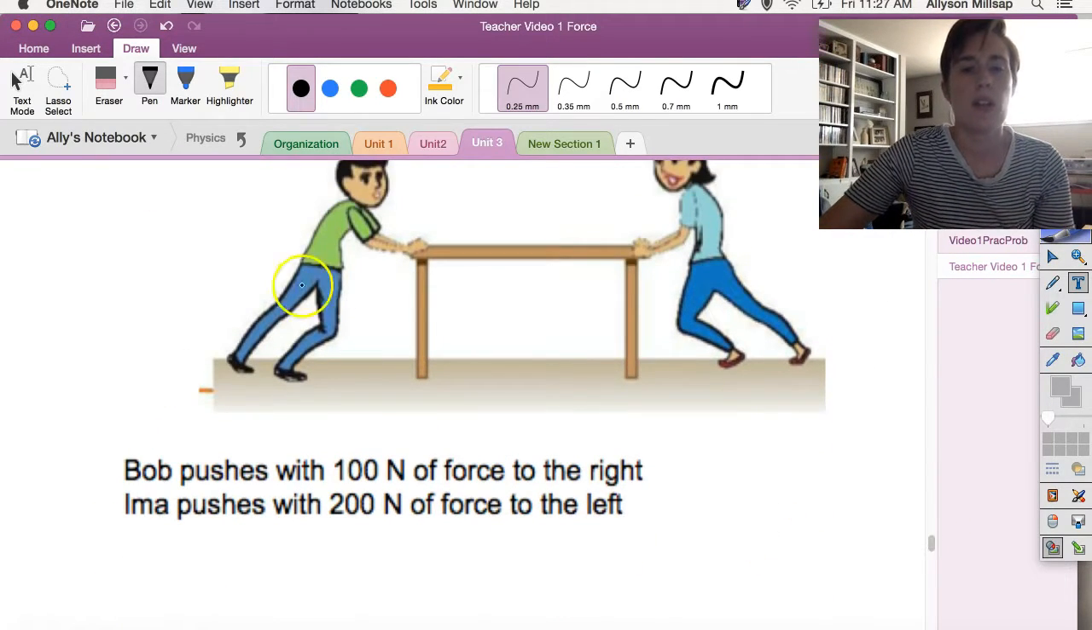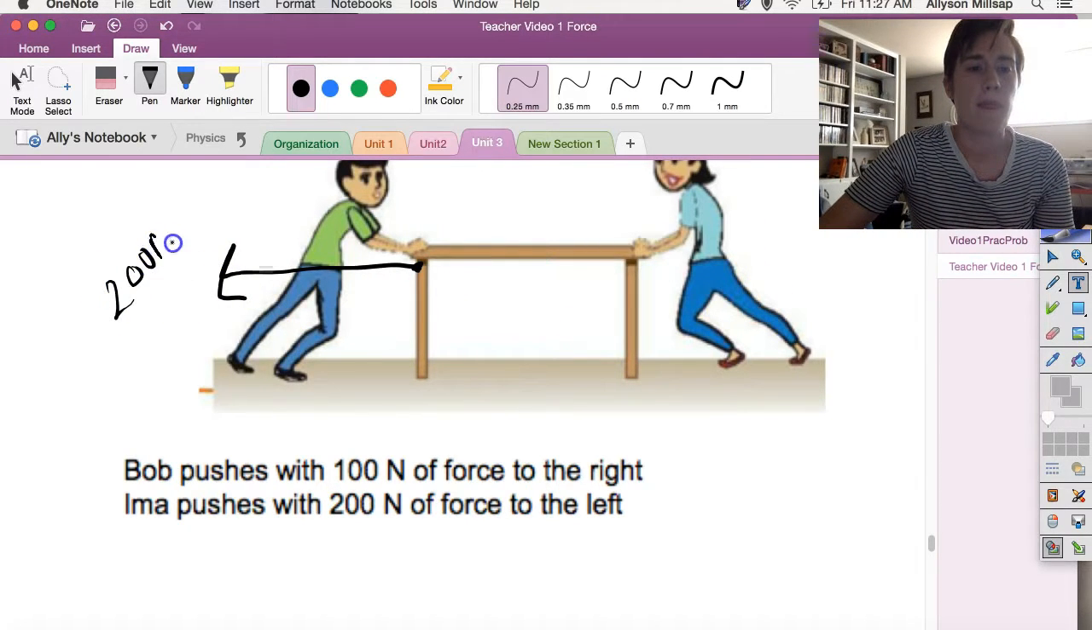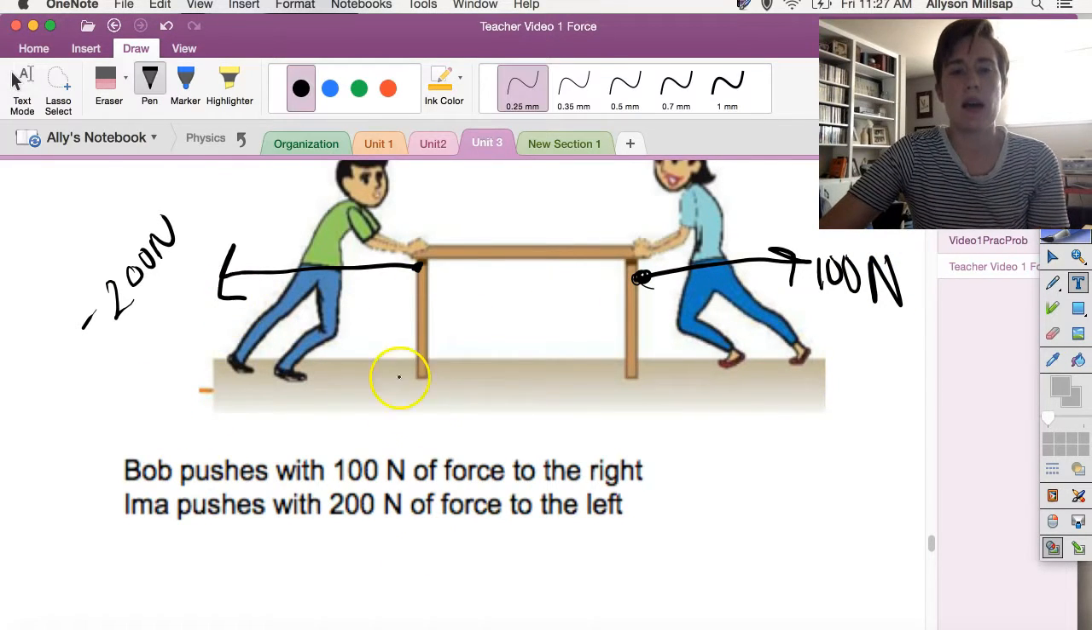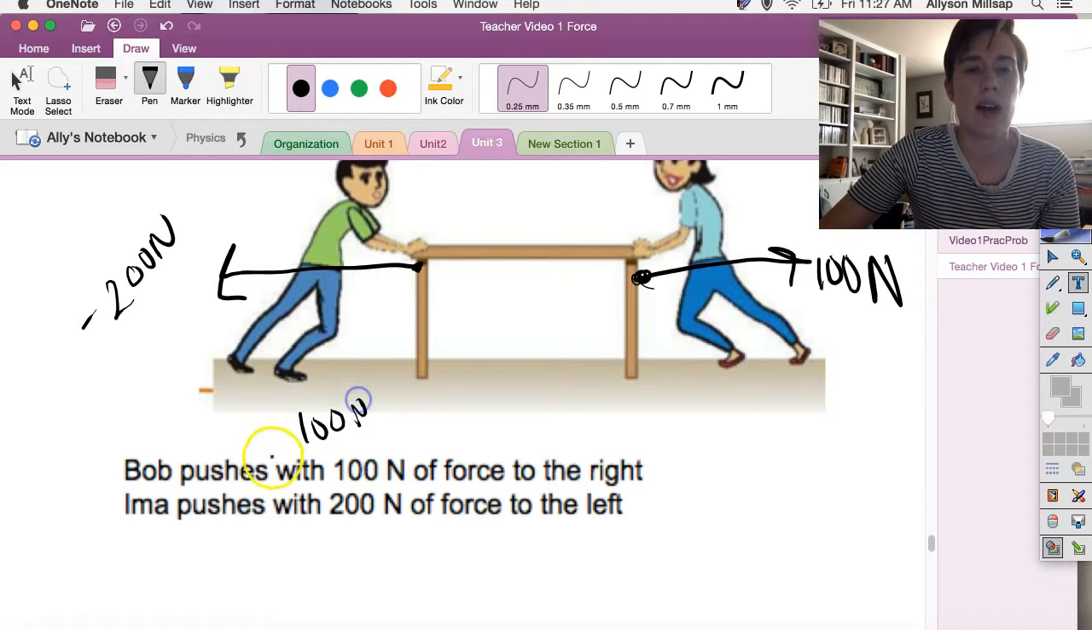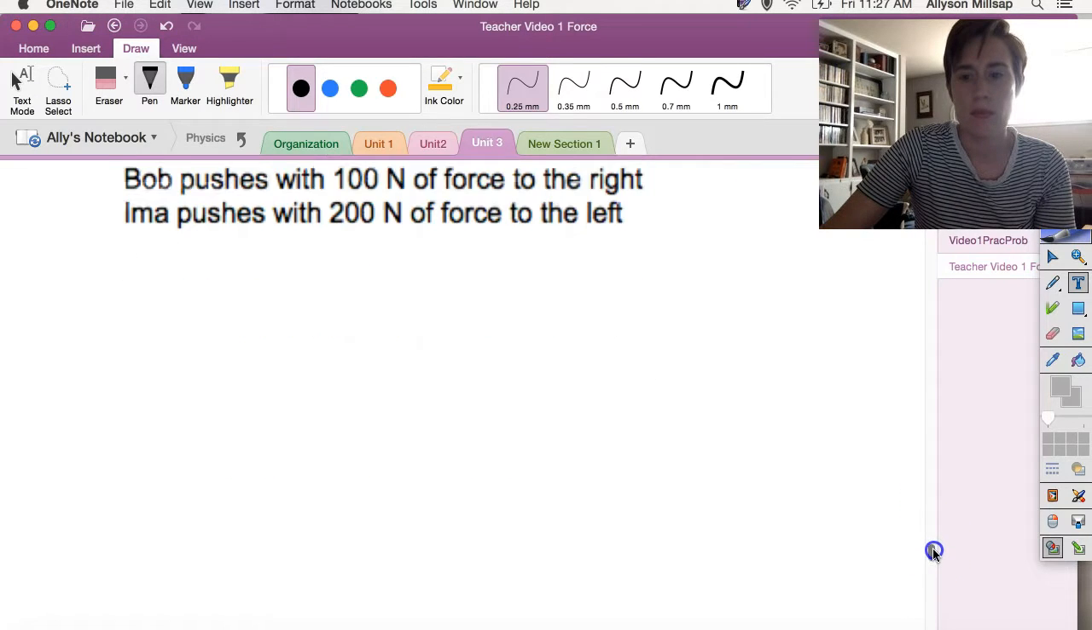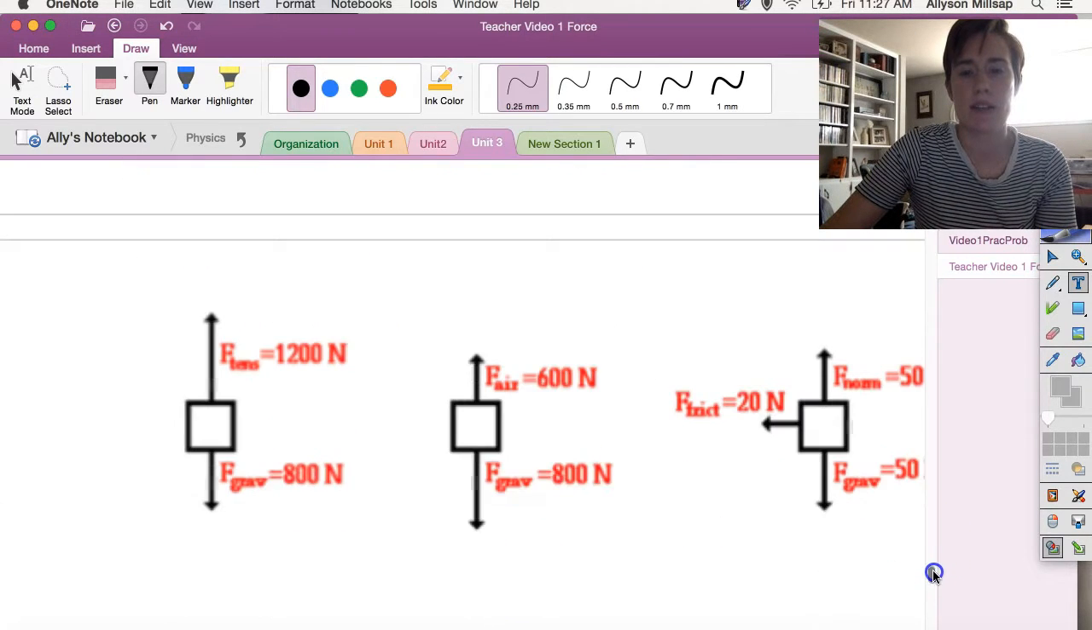However, in this example, the girl is going to push with 200 newtons this direction. That's to the left. And he's going to push 100 newtons to the right. And so we can see that our net force here is going to end up being 100 newtons to the left. That's the amount of force that the table is going to move with. Okay, this is unequal or unbalanced forces. So unbalanced forces means movement. The table will actually move. We'll talk more about net force later.